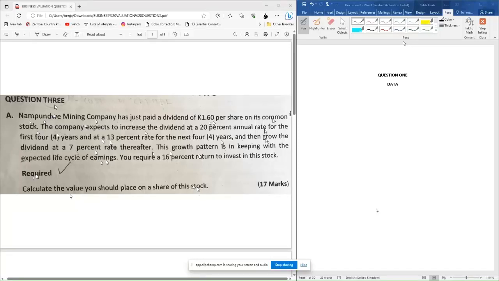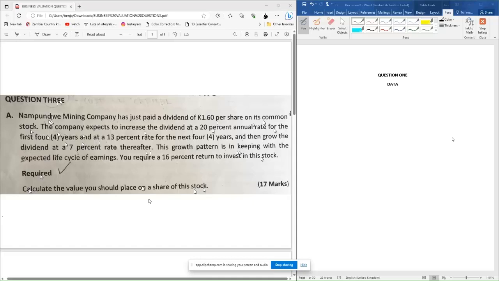So, you remember that we can have bonds, we can have preferred shares, and we can also have common stock, right? But in this case, already from the required part, we can say we should place on a share of this stock. So, we know that we're dealing with a common stock or ordinary share, whichever you want to call it, or ordinary stock, right?